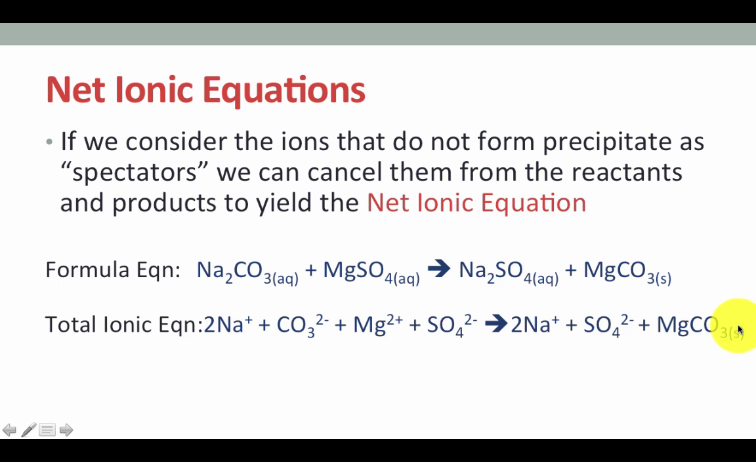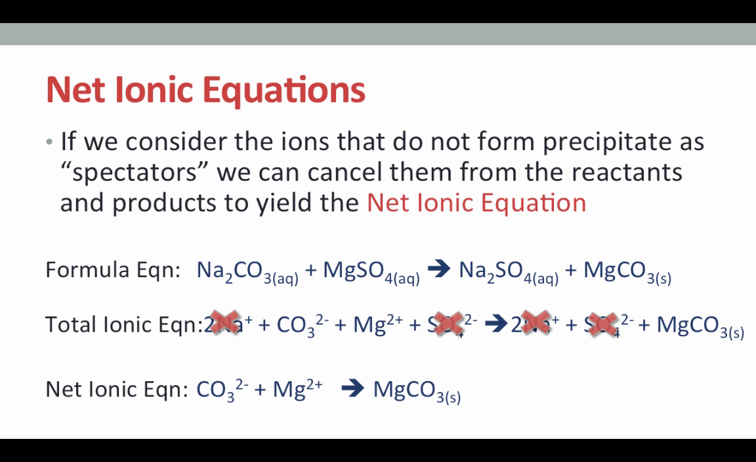So if we cancel the ions that appear on either side of the reaction arrow, we would get the following. Sodium is on the product side, it's also on the reactant side. We have sulfate on the product side, sulfate on the reactant side. And if we look at what's remaining, we can write down the net ionic equation. So that's going to be carbonate plus magnesium makes magnesium carbonate. And that's all there is to it.